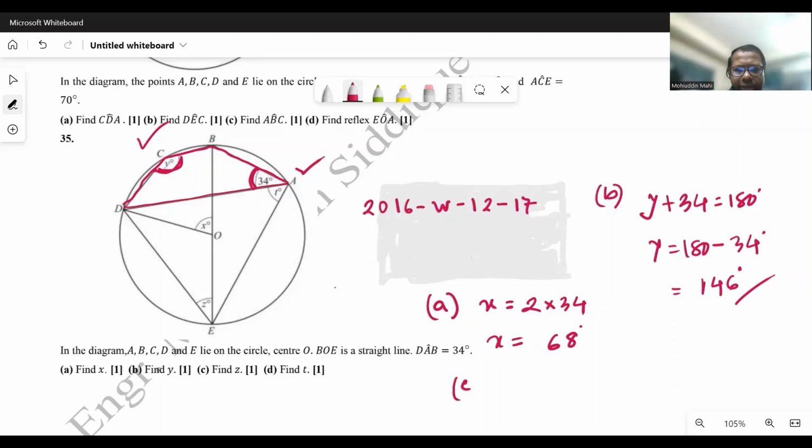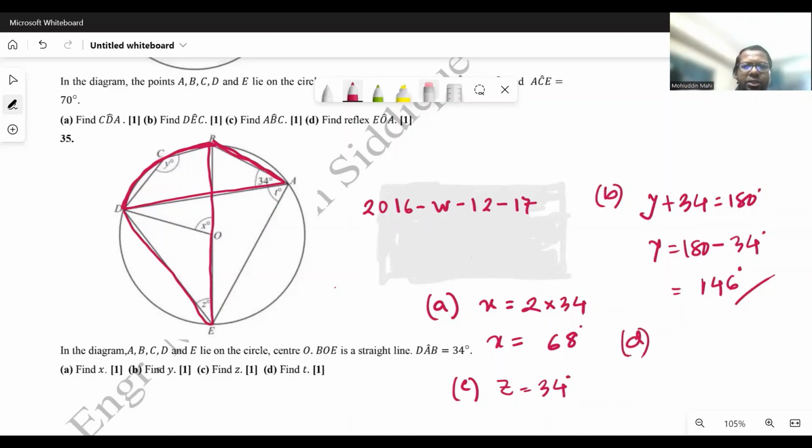Question C. Find the value of z. Okay, that's also easy. Standing on the same arc BD, angle at the circumference is z, and angle at the circumference is 34. Look at those 2 angles. The z angle and 34 degrees, both of them are standing on the same arc BD, so both of them are supposed to be equal. So z equals 34.